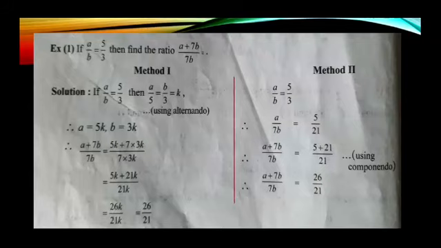Now let's see method 2. A upon B is equal to 5 upon 3. A upon 7B is equal to 5 upon 21. Therefore, A plus 7B upon 7B is equal to 5 plus 21 upon 21. Here we are using componendo. Therefore, A plus 7B upon 7B is 26 upon 21.